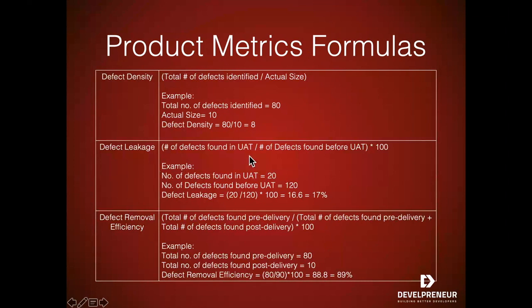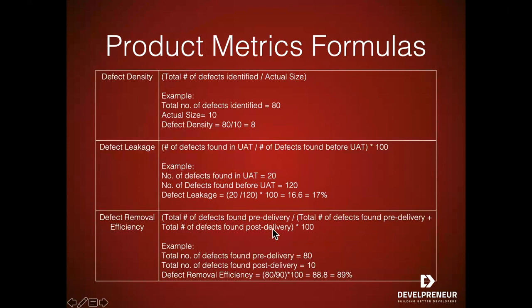Defect leakage, number of defects found in UAT, divided by the number of defects found before UAT. So here, number of defects found was 20. Number of defects found before UAT was 120. So the defect leakage is about 17%. That means that development caught probably about 73%. So that's not bad.